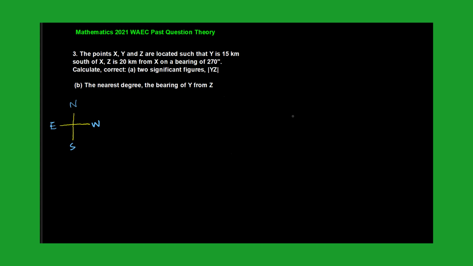Point Y is such that Y is 15 km south of X. From this quadrant, let's say this is our point X, then the south of X will be like this. So this is where our Y is, 15 km. Y is 15 km south of X.